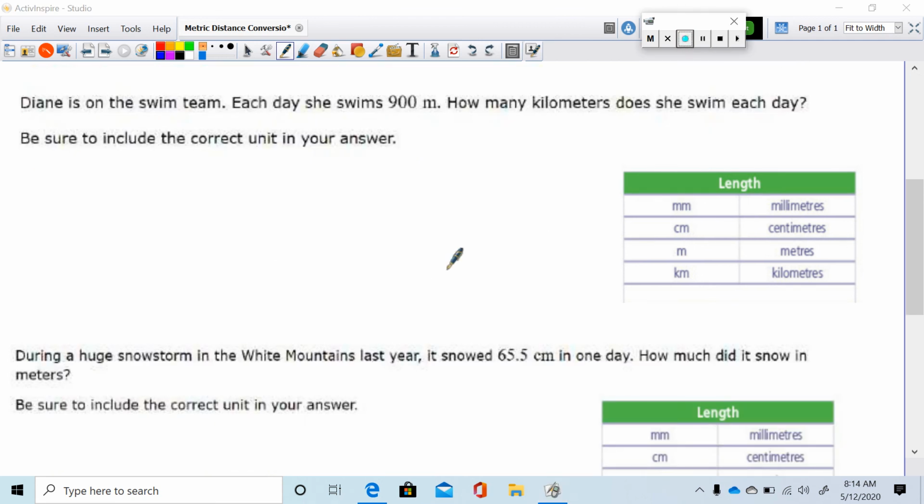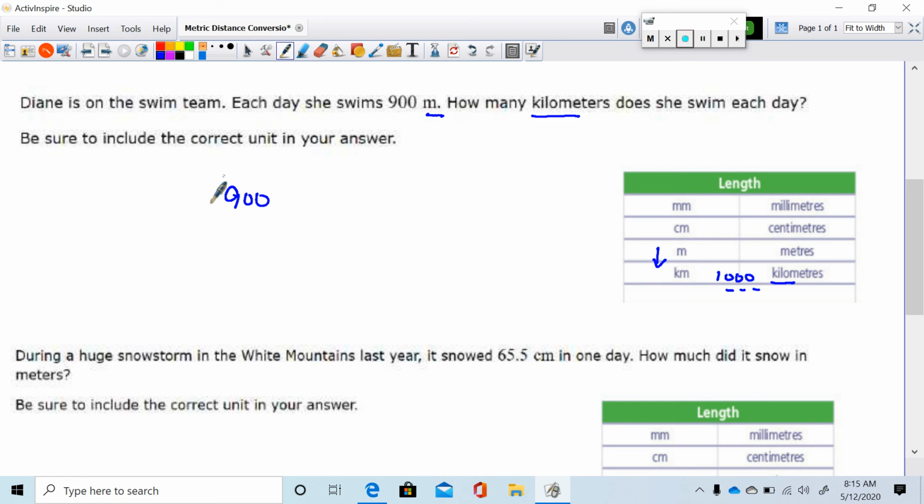Diana's on the swim team. Each day she swims 900 meters. How many kilometers does she swim? So we're going from meters to kilometers. So we're going to divide. Kilometers, the kilo means 1,000. Since we're going down, we're going to move the decimal to the left. And because it has 3 zeros in 1,000, we move it to the left 3.